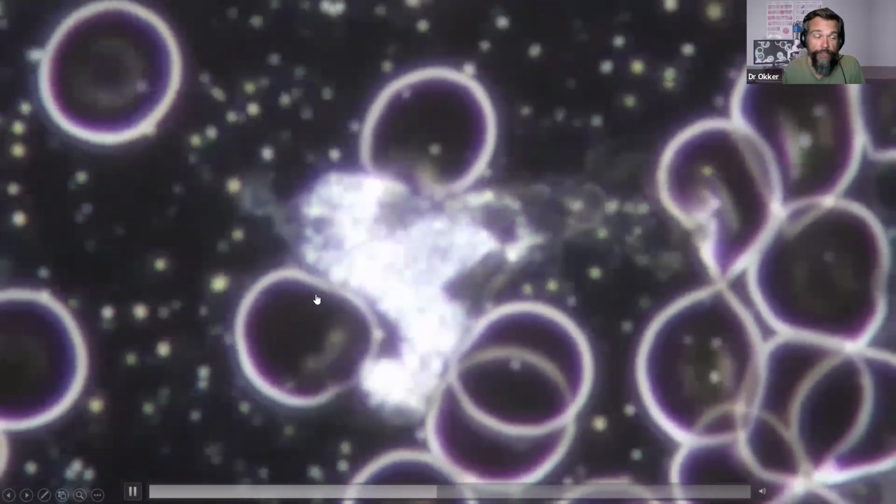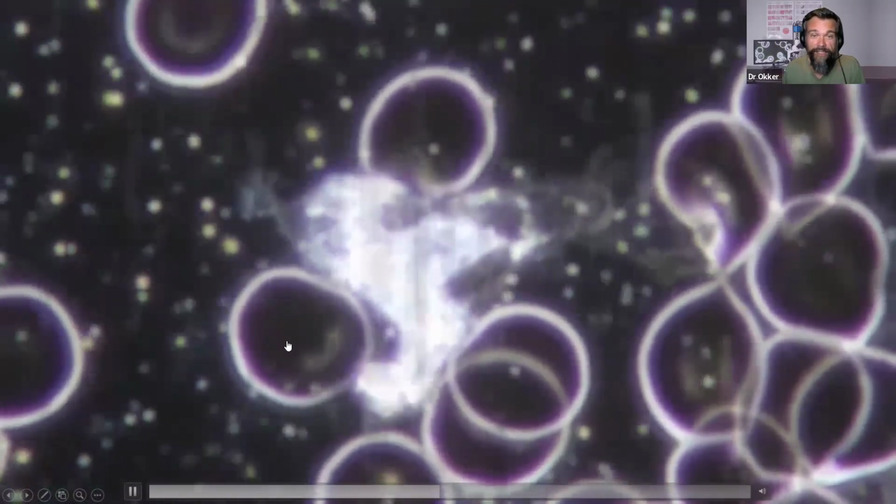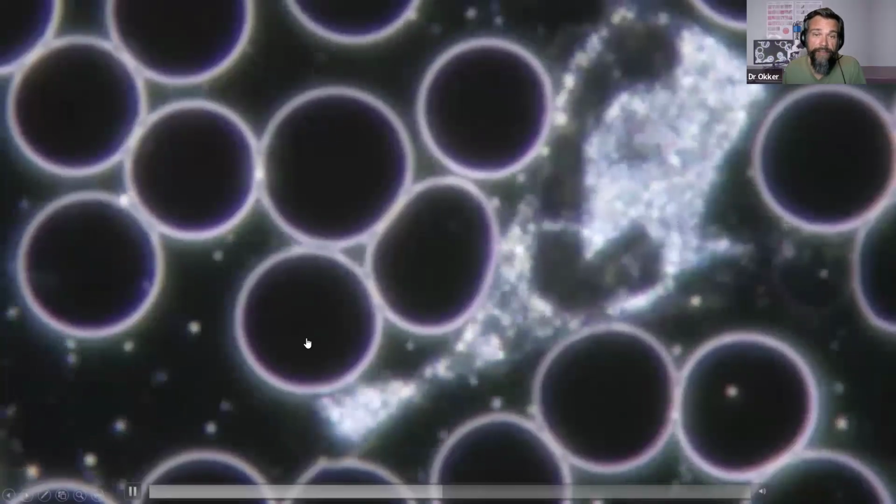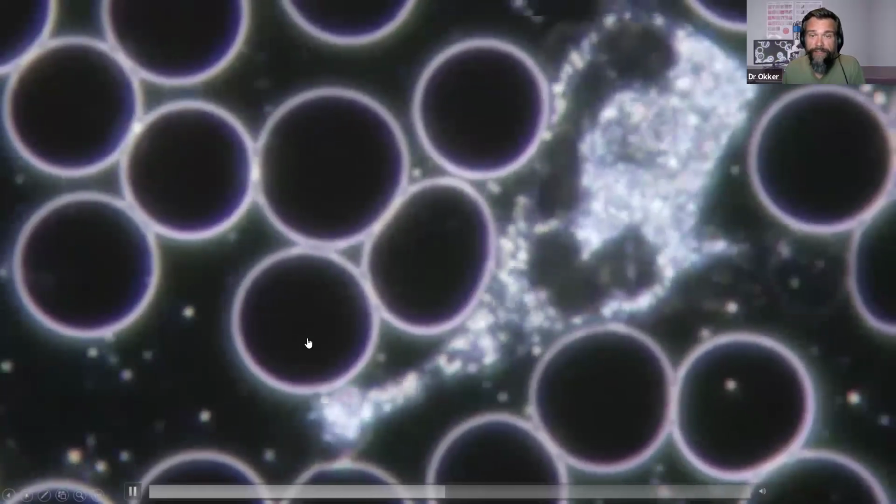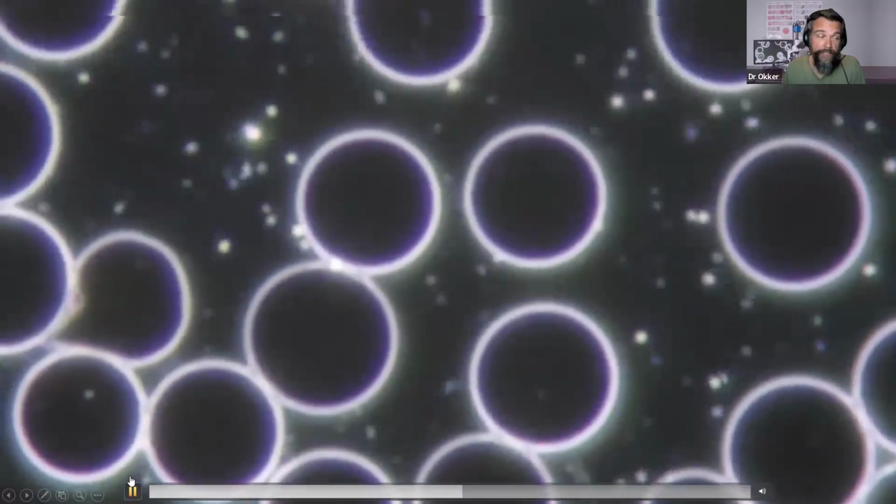And we can see the movement within the white blood cell there very clearly, indicating that it is a healthy white blood cell. Another white blood cell here, we can see those granules in the cytoplasm moving around. That movement tells us that the immune system is generally healthy and that the white blood cells are generally performing their function.